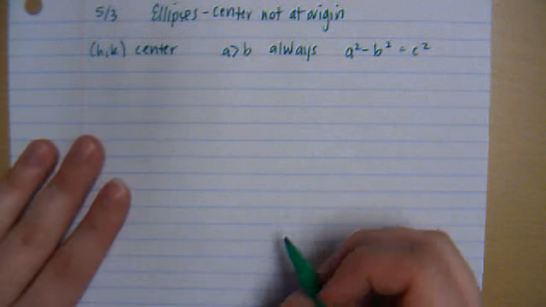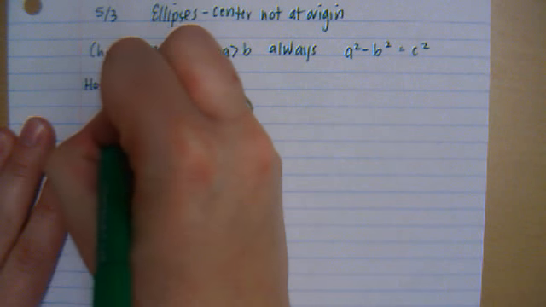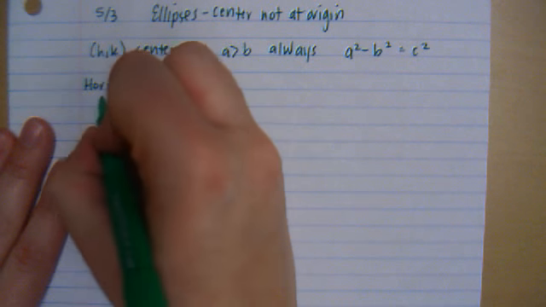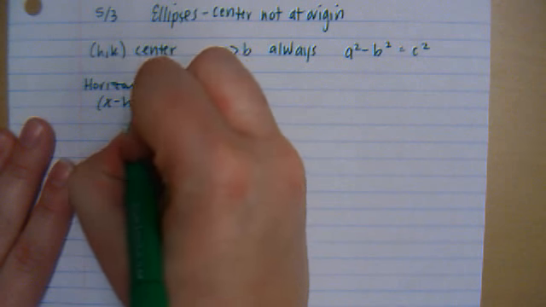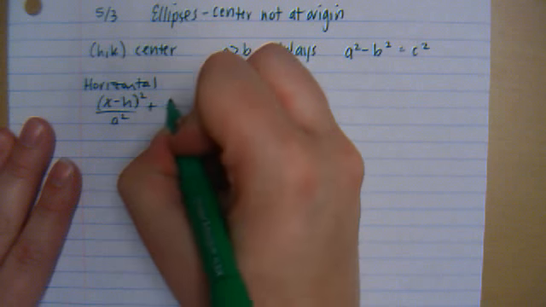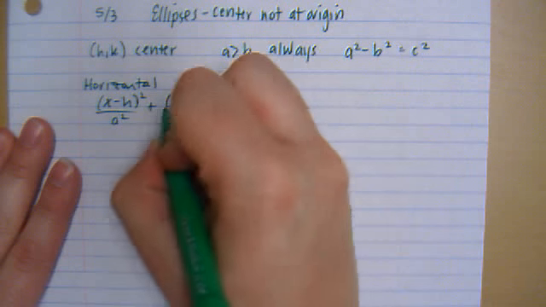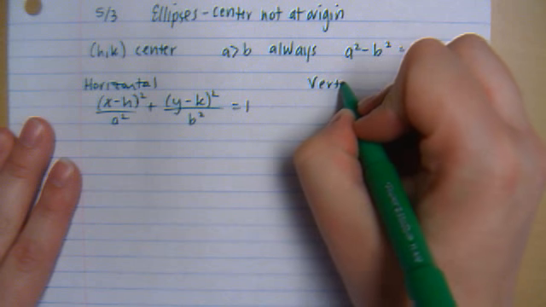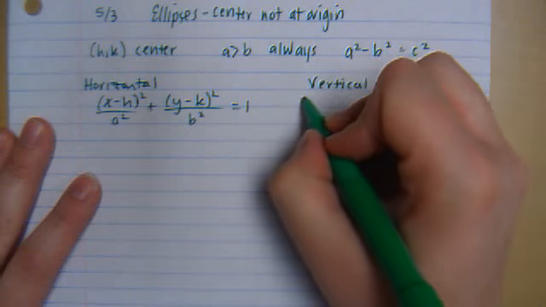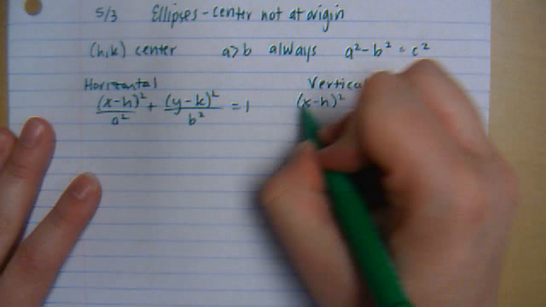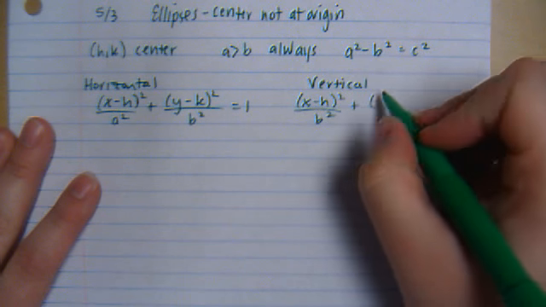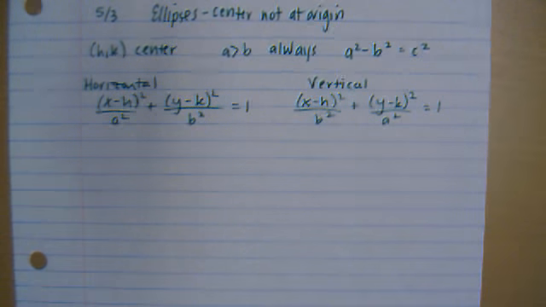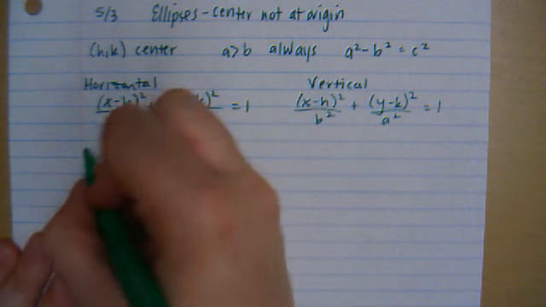So if I want to write those equations, I'll go ahead, the horizontal one, and we can tell it's horizontal because the a is under the x. And the vertical we can tell is vertical because the a is under the y. Okay, so there's our equations. So let's look at an example.